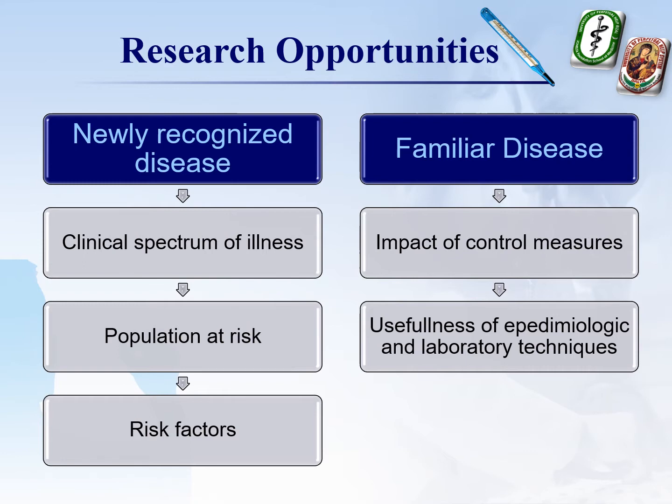Even with familiar diseases, investigations can learn more about the impact of control measures and the usefulness of new epidemiological and laboratory techniques. For example, an outbreak of measles in a highly immunized community provides a setting for investigators to study the effectiveness of vaccine, the effect of age at vaccination, and the duration of protection afforded by the vaccine.